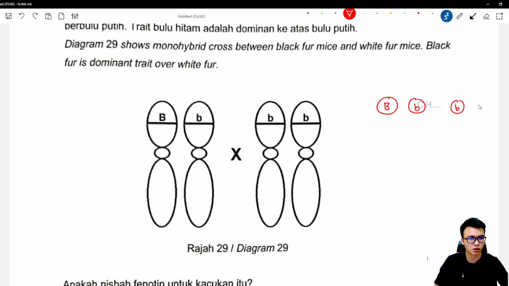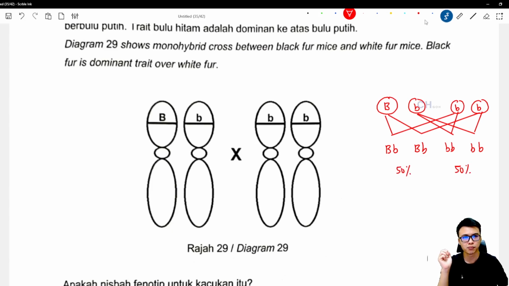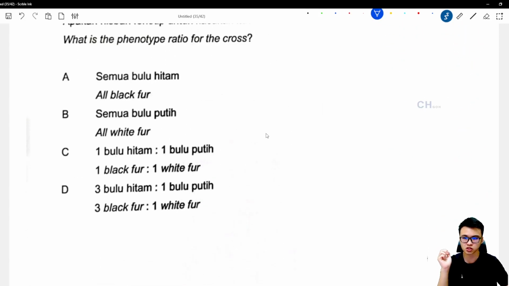So you can see one gamete can only have one allele. So these gametes will cross with this one, and cross again and again to produce the offspring with big B small b, big B small b, small b small b, small b small b. So this is 50% and 50% black fur and white fur. So the answer here should be 50 and 50. C.